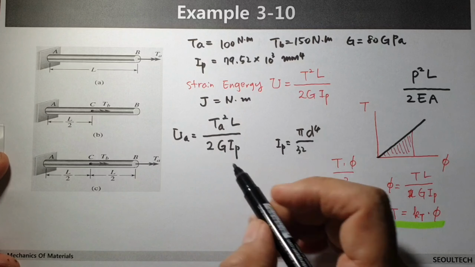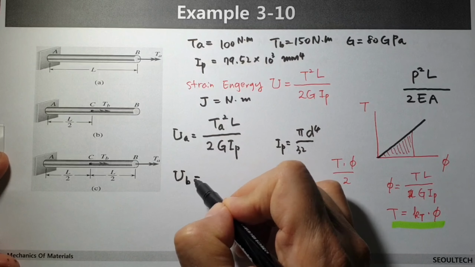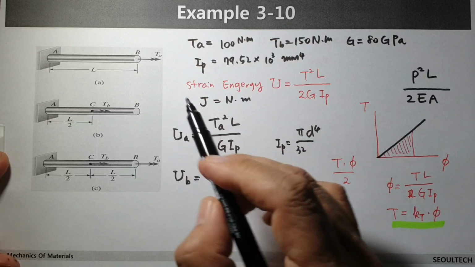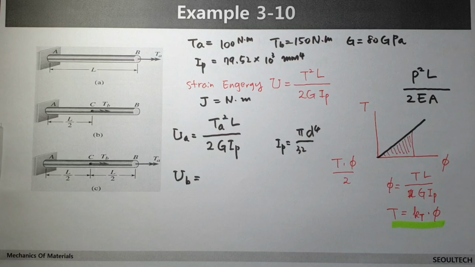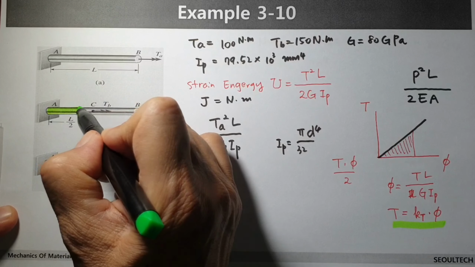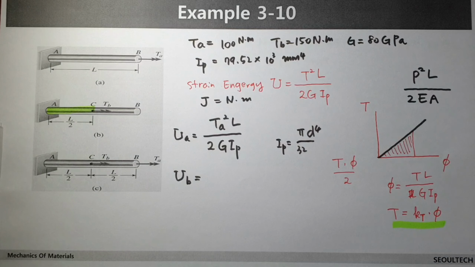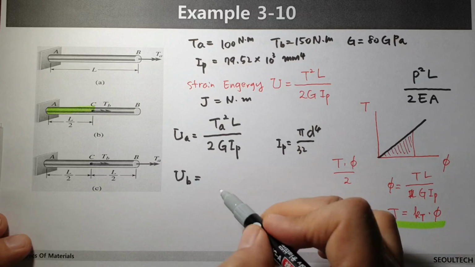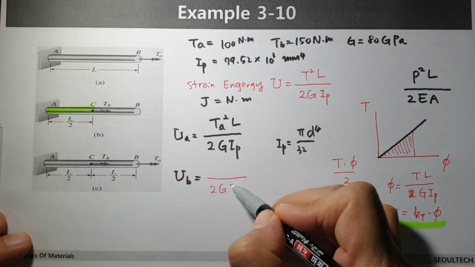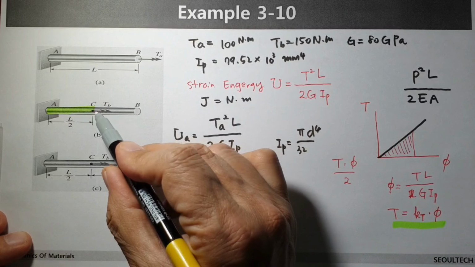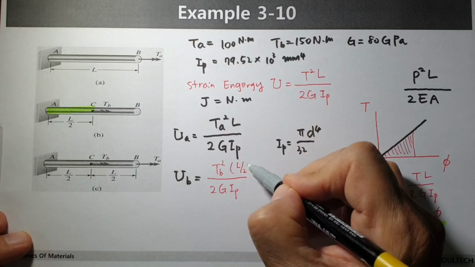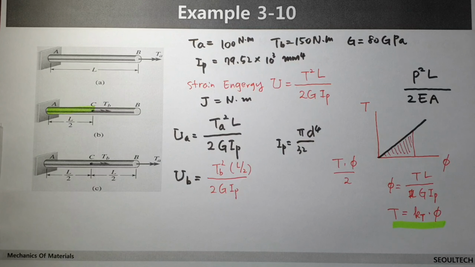Next one, in this case, UB. TB is acting in the middle. That's why the change of rotation happens just in this length. On the right side, nothing happens. It's free from the rotation. Then we can say UB equals TB squared, with length L over 2, over 2 GIP. That's the second case.